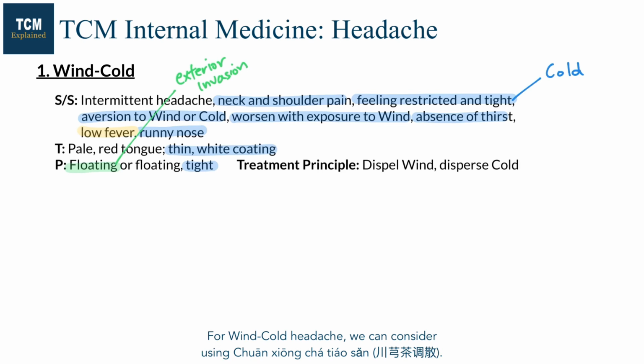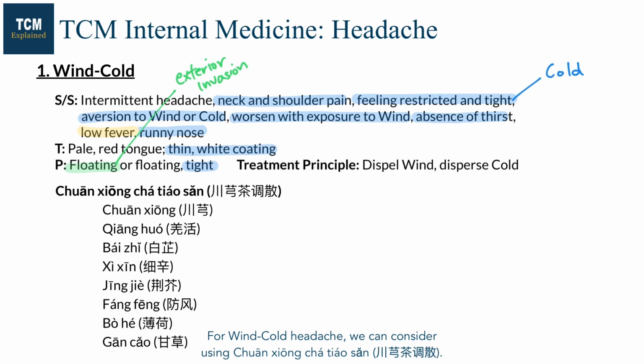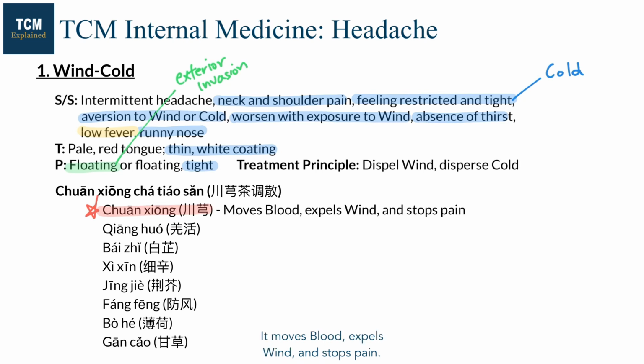For wind-cold headache, we can consider using Chuanxiong Cha-Tiao-San. This formula is prepared as a powder form and taken with tea to accentuate the formula's upbearing qi and dispelling wind action, but it can also be taken as a decoction. Chuanxiong is a very important herb for treating all types of headache. It moves blood, expels wind, and stops pain.